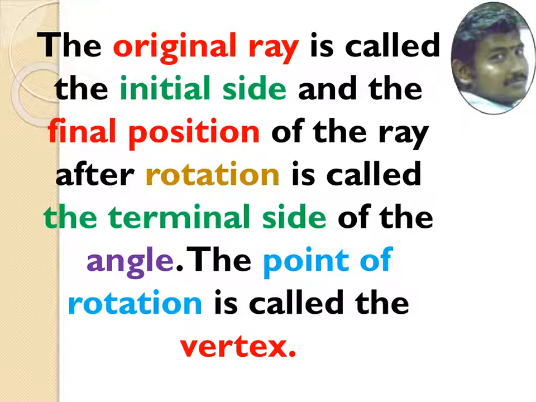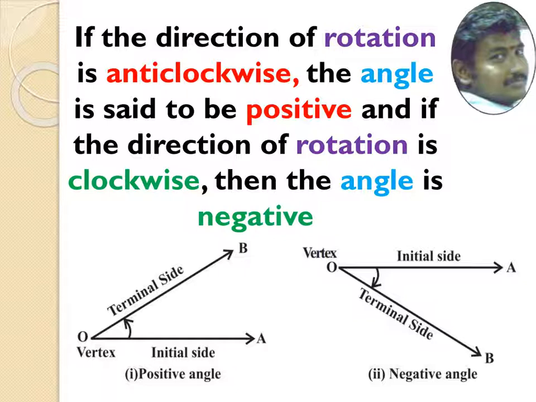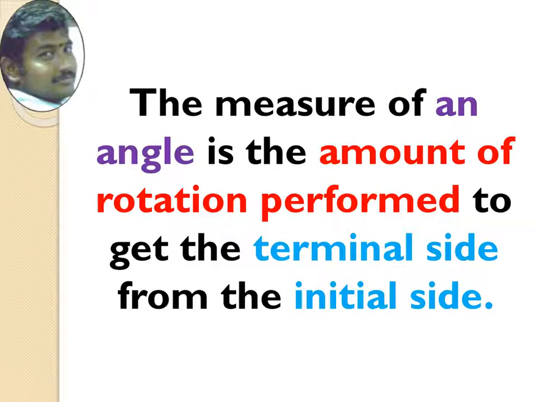Okay, the initial line is called the initial side. After rotation, that is the terminal side. If the direction of rotation is anti-clockwise, the angle is said to be positive. And if the direction of rotation is clockwise, then the angle is negative. Anti-clockwise direction is positive, clockwise is negative. The measure of an angle is the amount of rotation performed to get the terminal side from the initial side.